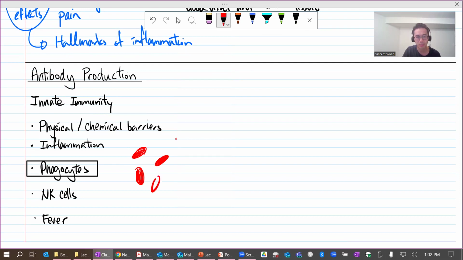Okay, so here we have some red bacteria. I don't know where we caught it, but we caught some, and it has entered our body. We got some inflammation going on, and then the phagocytes are working as best as they can. And maybe we have a bit of fever, maybe not. A fever is not a requirement to trigger adaptive immunity.